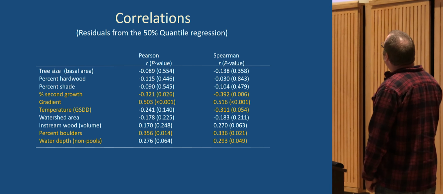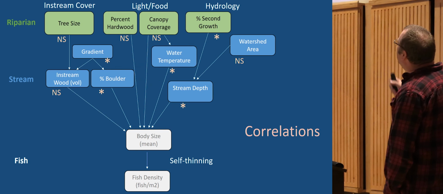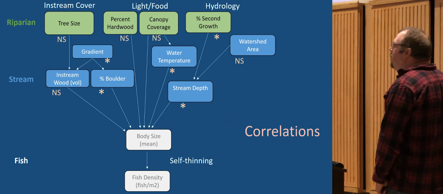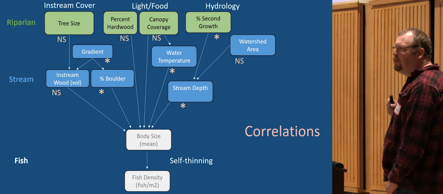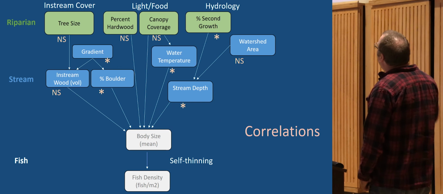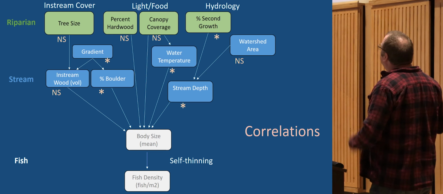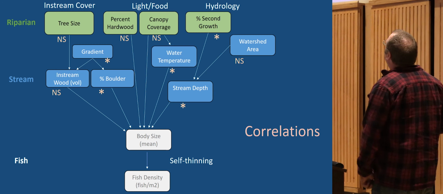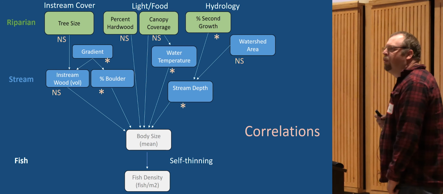So what does this mean? Let's go to our model. Now if we look here, higher gradient streams are doing good. Streams with lots of boulders are doing pretty good. Lower water temperature streams are doing good. Streams with more depth are doing good. And streams with lower amounts of second growth forests are doing pretty good.